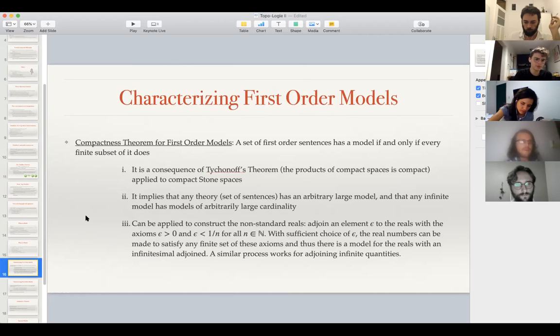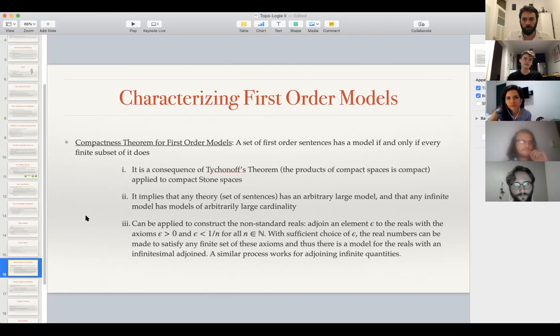But there are two very important theorems for first order models that basically give you the best models of logic, in a way. We'll see what that means in a few. But the first one is compactness for first order models.